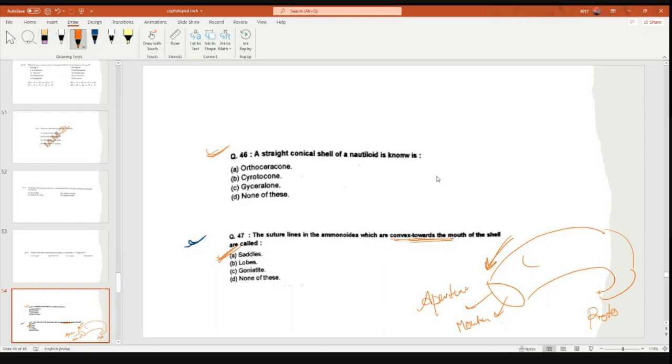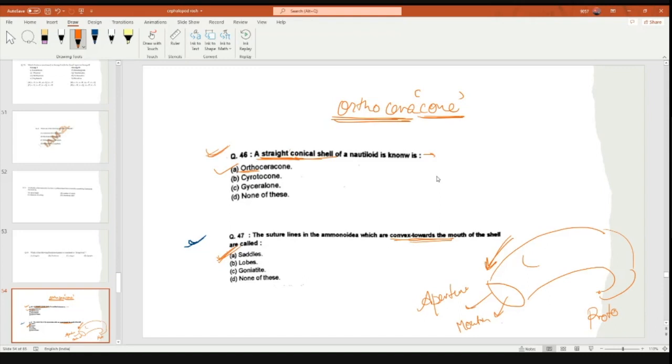Wherever you see "straight," you have to focus on one terminology: ortho. So it will be ortho and ortho conical cell. That's why here, orthoceracone. In the last we have to mention cone. See, cone is there. So the straight conical cell of the nautiloids is known as the orthoceracone.